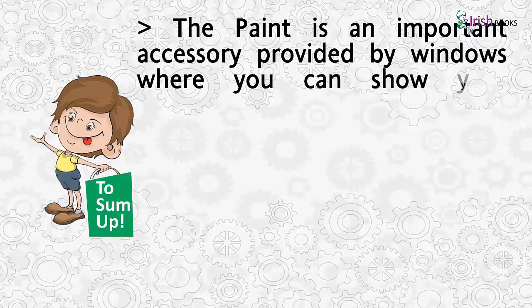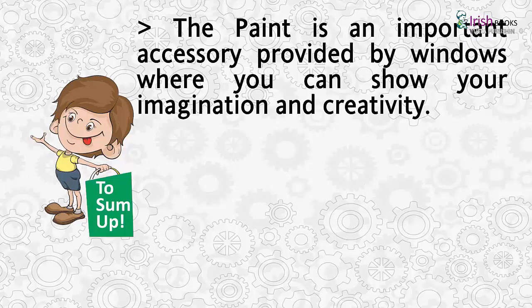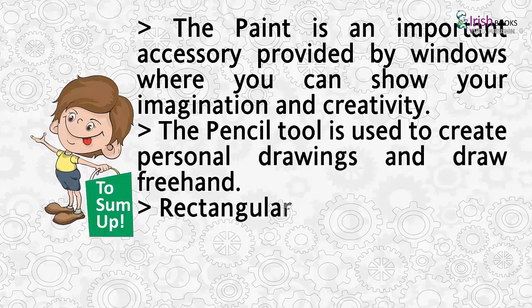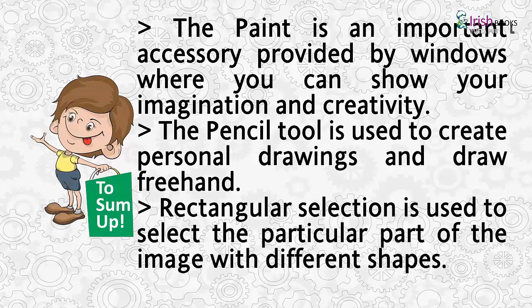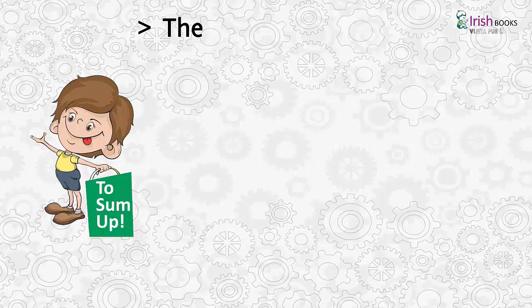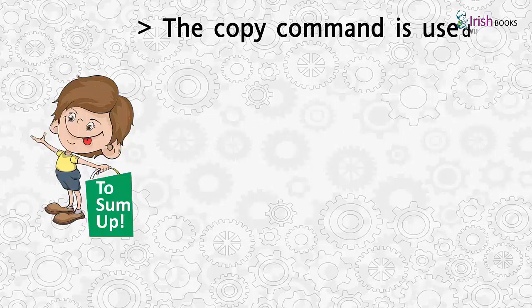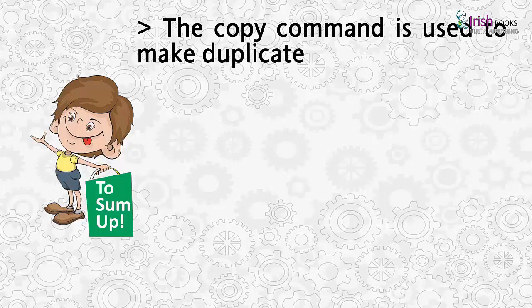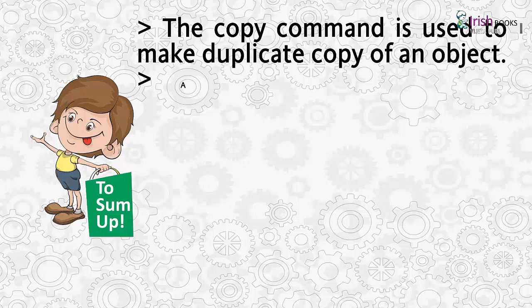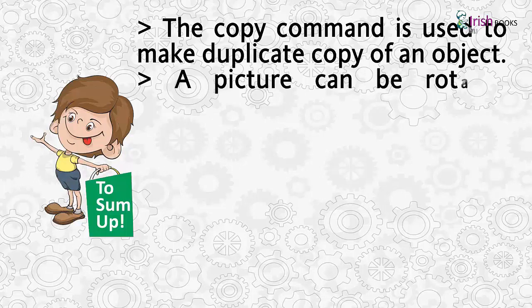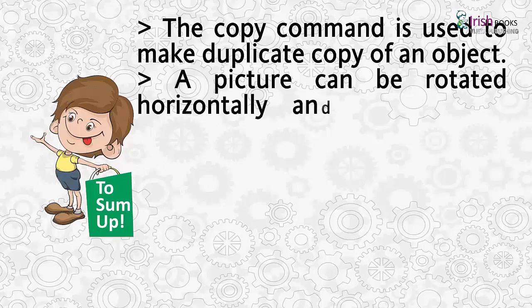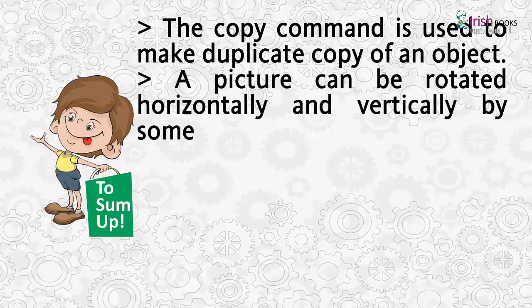Paint is an important accessory provided by Windows where you can show your imagination and creativity. The pencil tool is used to create personal drawings and draw freehand. Rectangular selection is used to select a particular part of the image with different shapes. The copy command is used to make a duplicate copy of an object. A picture can be rotated horizontally and vertically by some degrees of an angle.